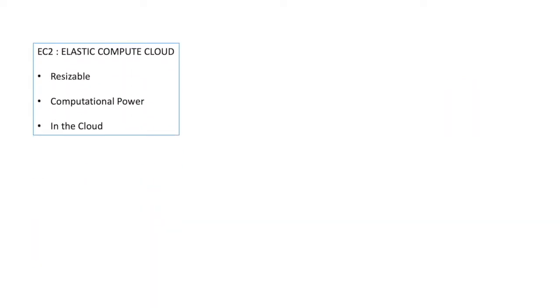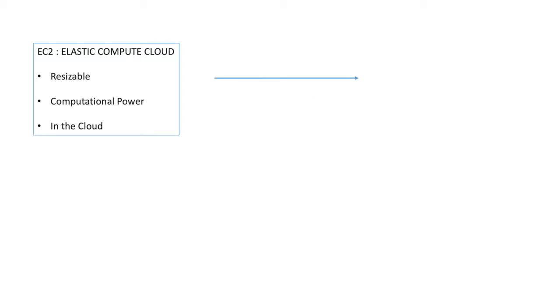EC2 stands for Elastic Compute Cloud. What it means is you will be provided with computational power. In essence, you will have a computer, a machine, a virtual server to yourself, and it would be resizable. You can use it with the kind of processor and memory the way you want it, and it will be available in the cloud.